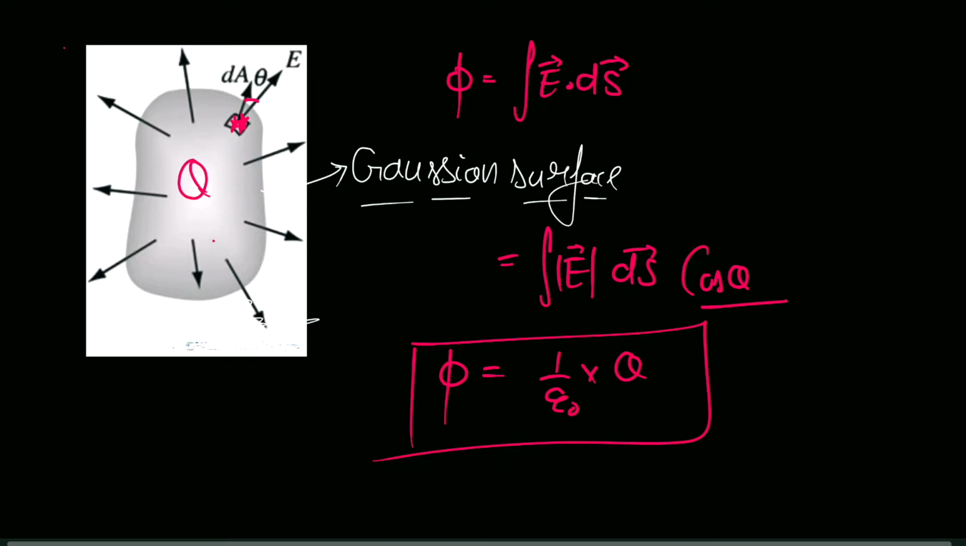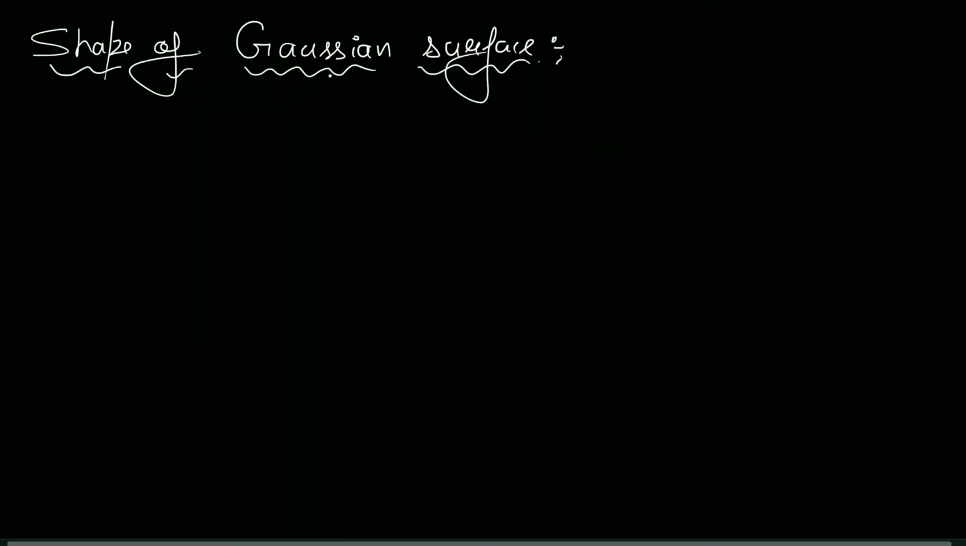This is given by the charge enclosed. This is the charge enclosed in the Gaussian surface area, and this is the flux. Total flux is equal to 1 by epsilon naught into q enclosed in the Gaussian surface.